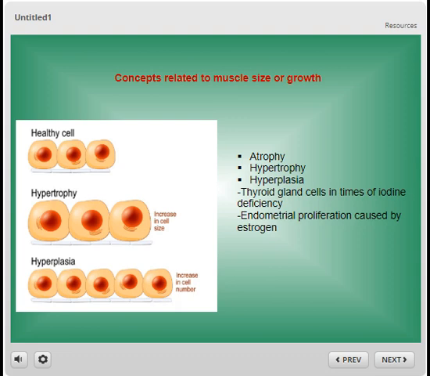The other concept is hyperplasia. It refers to an increase in the number of muscle fibers. This phenomenon is less common in skeletal muscles but can occur in specific conditions. For example, in response to iodine deficiency, the thyroid gland can undergo hyperplasia as it attempts to produce more thyroid hormone.